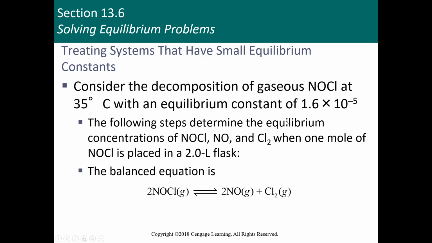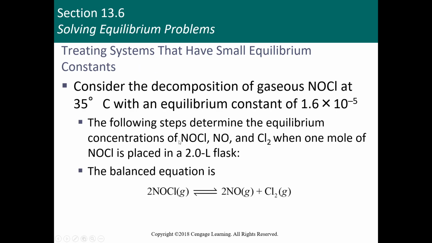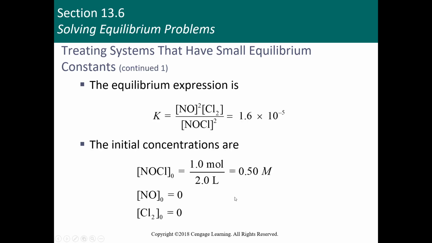The following steps determine the equilibrium concentrations. When 1 mole of NaCl is placed in this flask, our balanced equation is right here. So we have 1 mole put in a 2-liter flask. And so that means we have 0.5 molarity, don't we? And so the first thing we do, we write out our equilibrium expression based on this balanced equation right here. And this was equal to that value of K we were given.